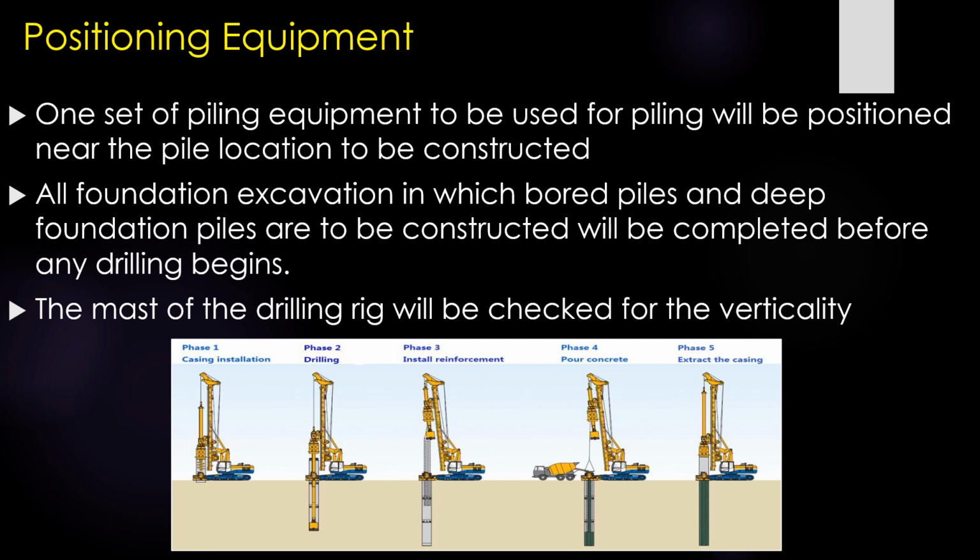Finally, what we are going to do is check the verticality. We must check the mast, what we call the drilling rig, for verticality, ensuring that the rig is vertically accurate and stated at a given point, so that it may not affect the integrity of the pile construction. So here it is figuratively shown.